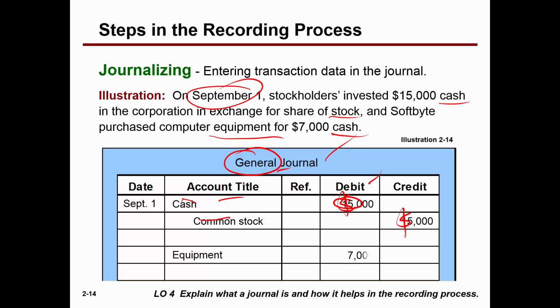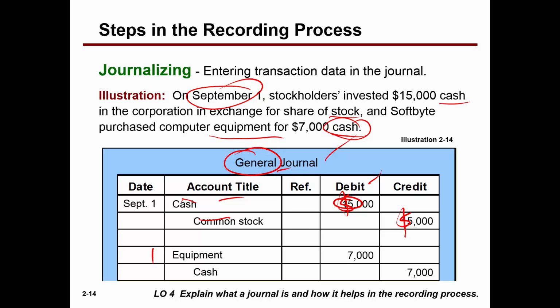Then the second transaction is to record equipment, an asset just like cash, being increased with a debit. Now the credit here of $7,000, what do you think it's going to be? Well, you're spending cash. Cash is an asset, and this asset is going down if you're spending it. So you got to credit that account. You probably would write the number 1 because it's also September 1st. You don't have to write September again because it's already up here.